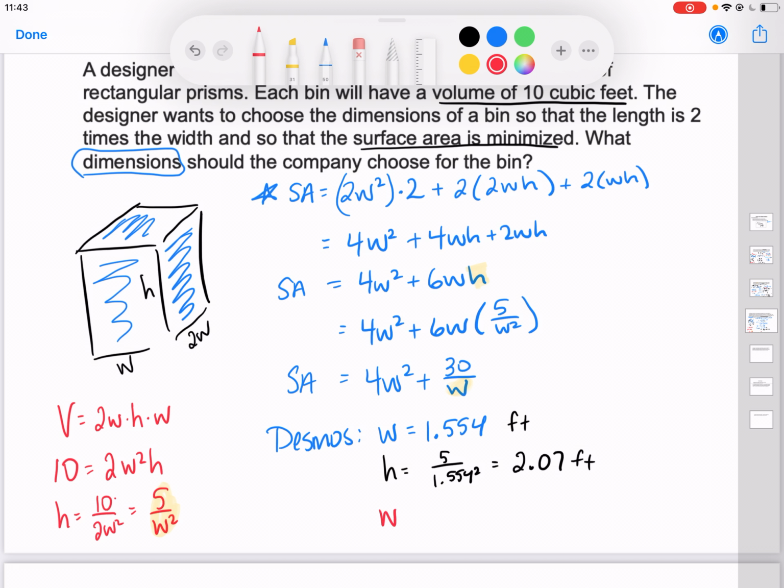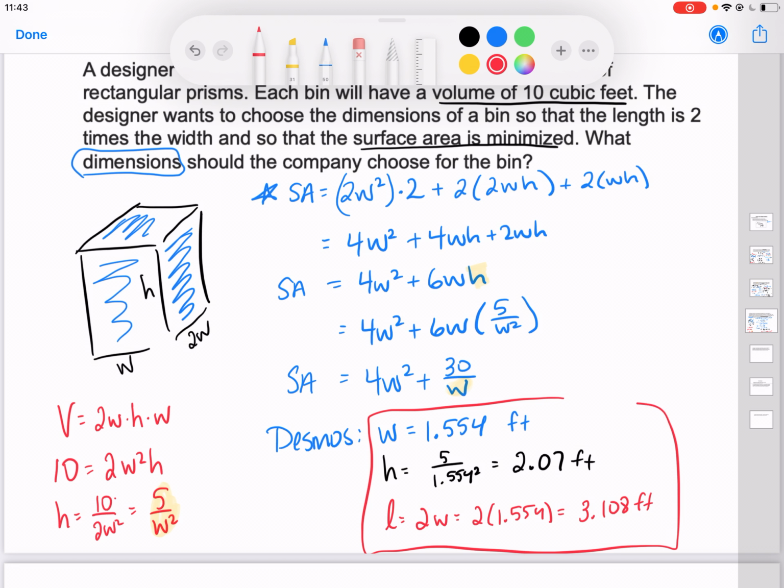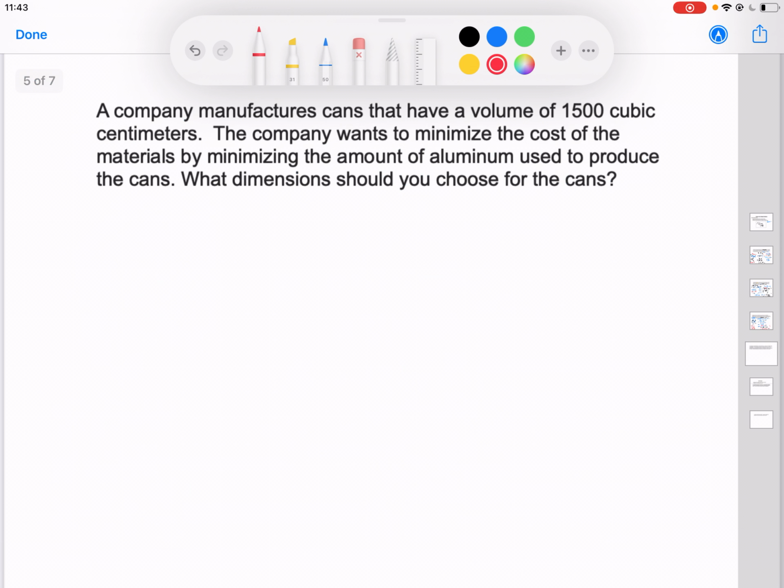And then our length is just 2 times the width. So 2 times 1.554, which is 3.108 feet. And that would be the final solution right there with all three of those. So the other two I didn't find from Desmos, just the first one came from Desmos, and then you find the others. Let's try another one of those types of problems.